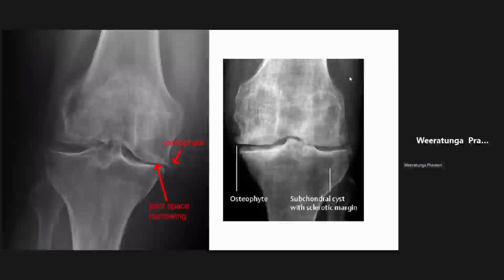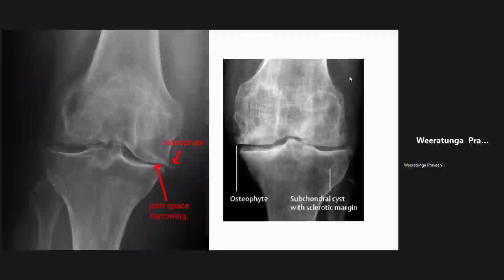Also, there are small bony protuberances which are formed, which are called osteophytes. So there is joint space narrowing, periarticular osteosclerosis, a thickening of the bone around the joint because the bones are rubbing on one another, and there is formation of osteophytes.